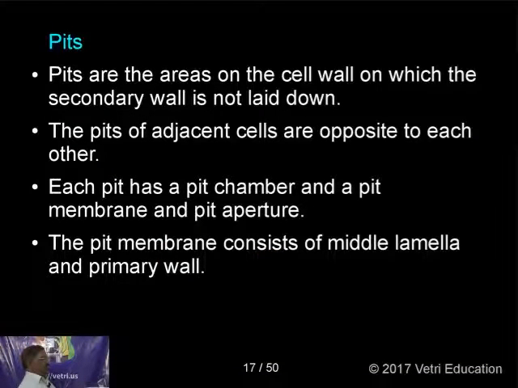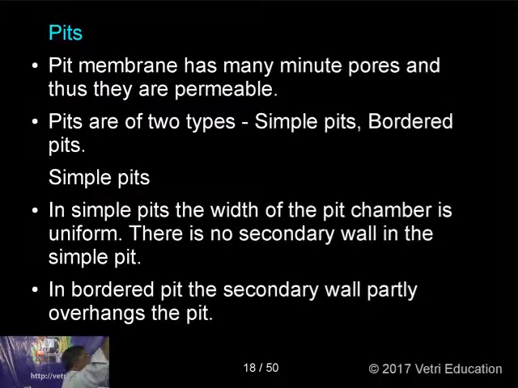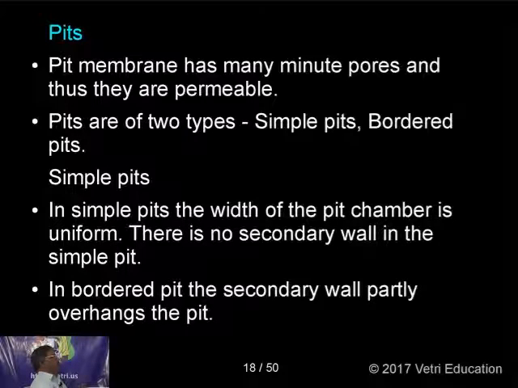So the next point, the next side heading, is the pits. Perhaps you might have known how the pits are formed. See, pits are the areas on the cell wall on which the secondary wall is not laid down. So the left out portions of secondary wall are called the pits. The pits of adjacent cells are opposite to each other. Each pit has a pit chamber, a pit membrane and a pit aperture. The pit membrane consists of middle lamella and primary wall. The pit membrane has many minute pores and thus they are permeable.